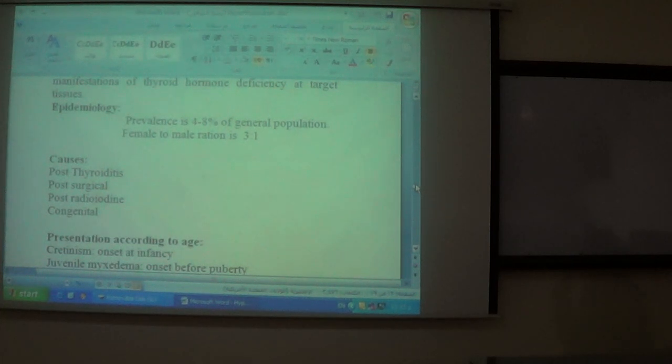Second, the most common cause is after excision or removal of the thyroid gland by surgery for whatever cause or indication, maybe tumor, maybe goiter, maybe pressure manifestation, maybe Graves' disease. After surgery, the patient may develop hypothyroidism, whether total or subtotal.